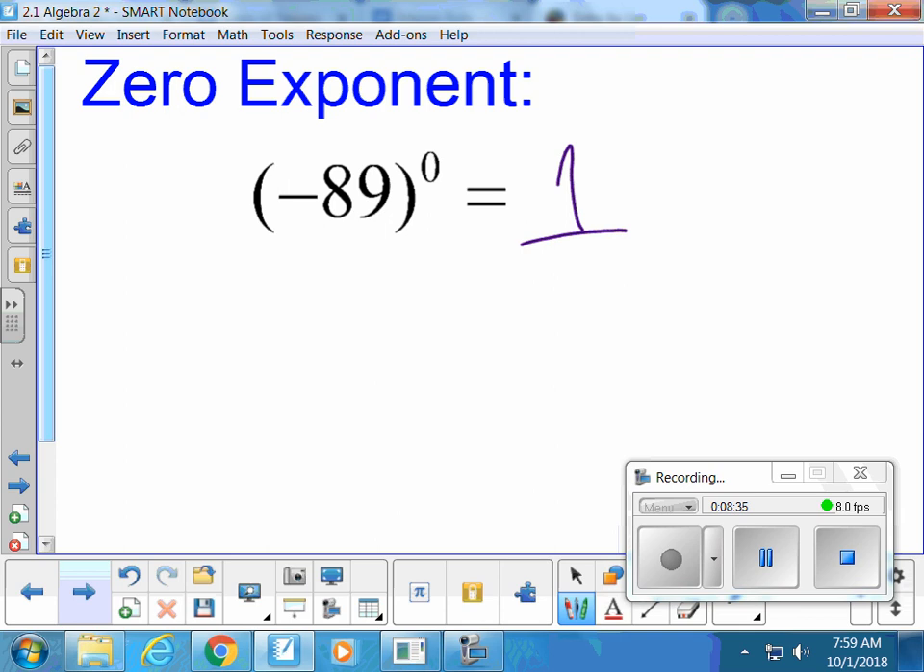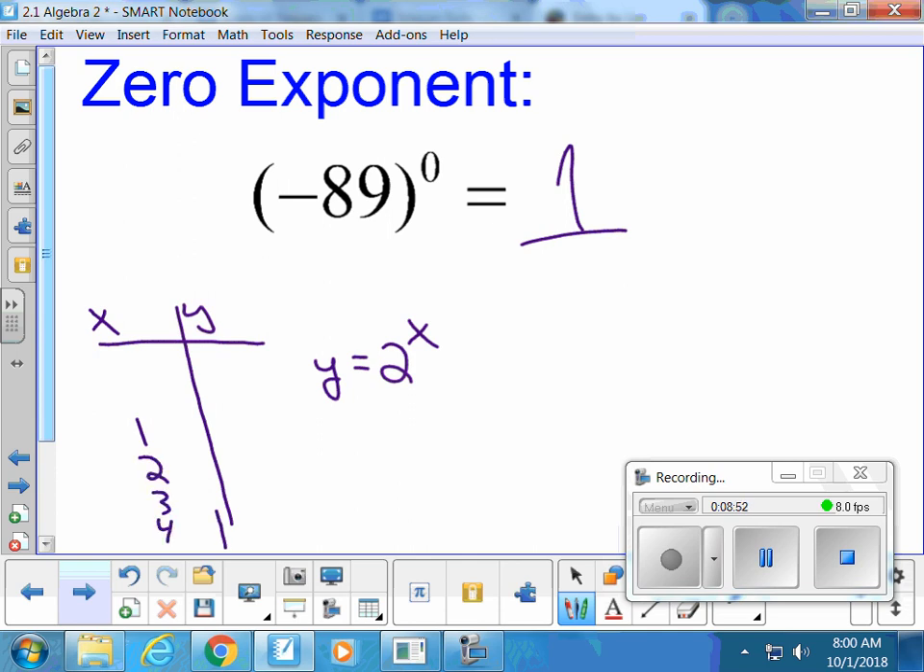Why? I don't have a super good explanation other than showing you a pattern. I'm going to make myself a t-chart for x and y, and my equation is going to be y equals 2 to the x power. So let's start with 1, 2, 3, 4. I'll put a 1 in for x. What's 2 to the first power? Put a 2 in for x. What's 2 to the second power? Put a 3 in for x. 2 times 2 times 2 is 8.